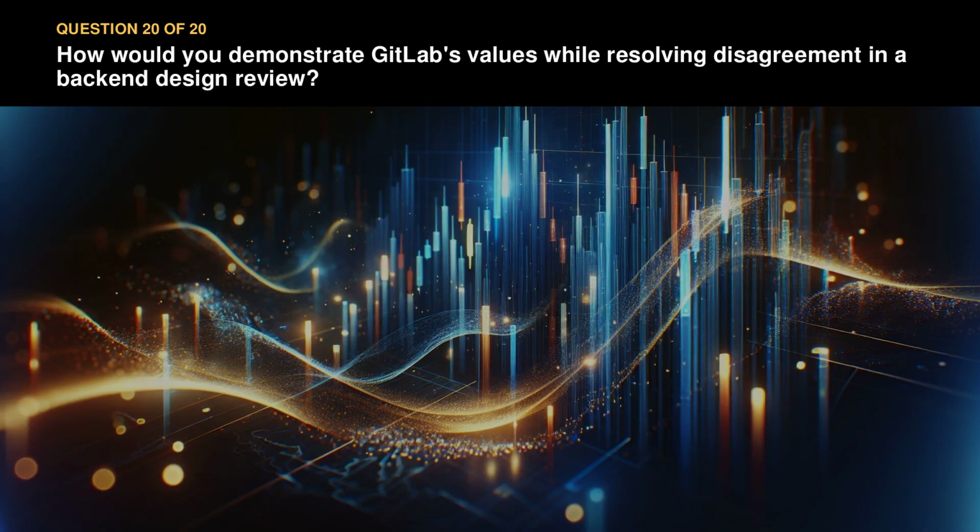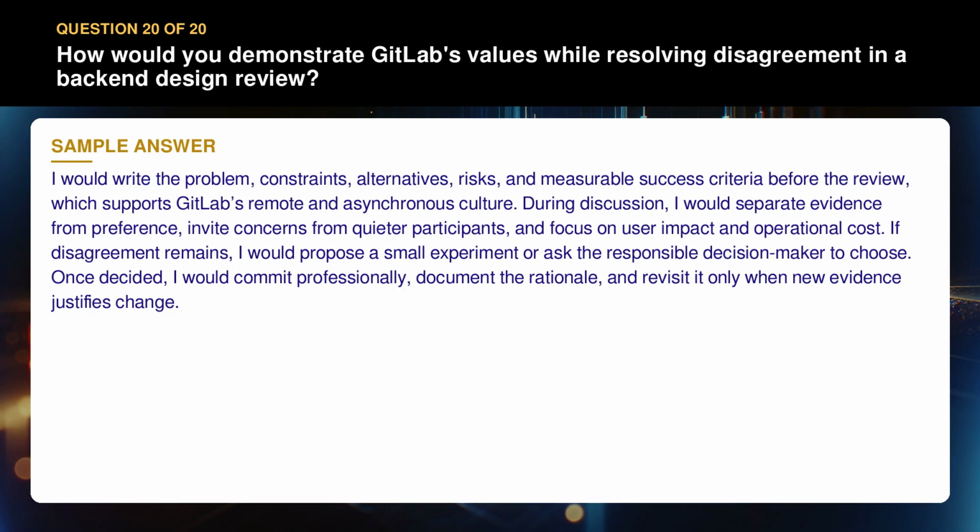Question 20. How would you demonstrate GitLab's values while resolving disagreement in a backend design review? I would write the problem, constraints, alternatives, risks, and measurable success criteria before the review, which supports GitLab's remote and asynchronous culture. During discussion, I would separate evidence from preference, invite concerns from quieter participants, and focus on user impact and operational cost. If disagreement remains, I would propose a small experiment or ask the responsible decision-maker to choose.